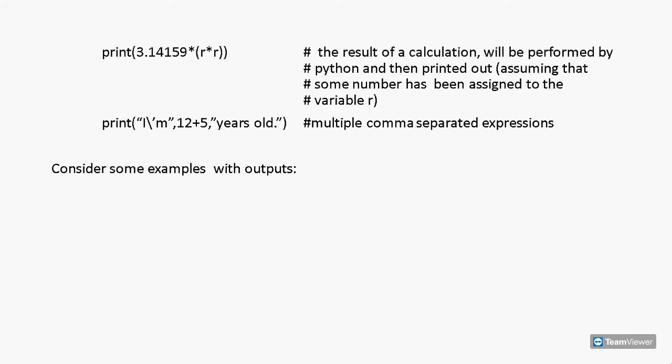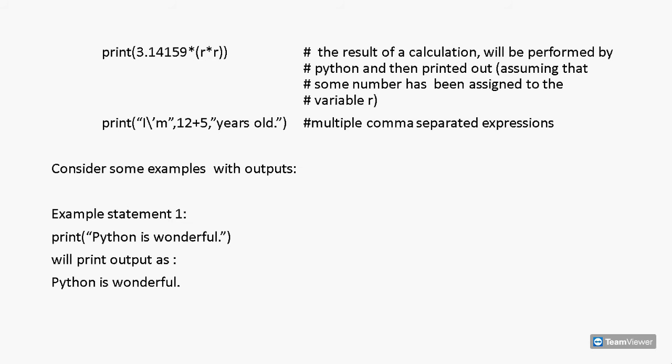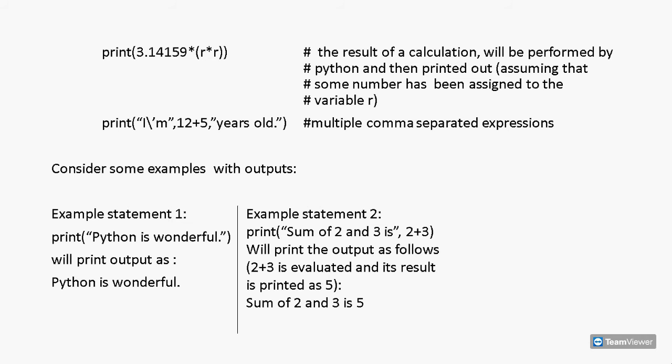Consider some examples with outputs now. Example statement 1. print("Python is wonderful"). This will print output as Python is wonderful. Example statement 2. print("Sum of 2 and 3 is", 2+3). This will print the output as follows. 2+3 is evaluated and its result is printed as 5. So the output is: Sum of 2 and 3 is 5.